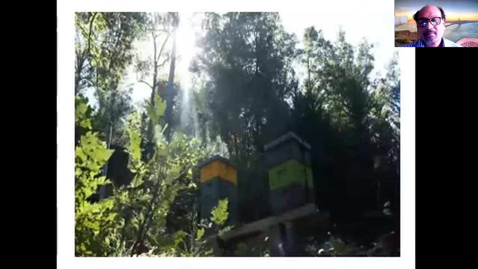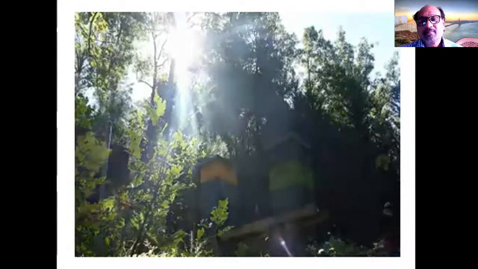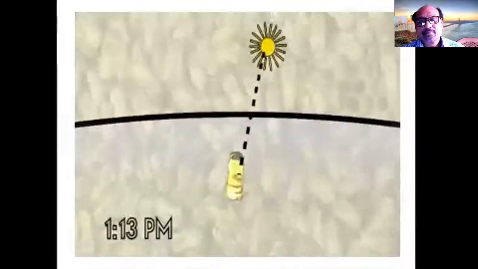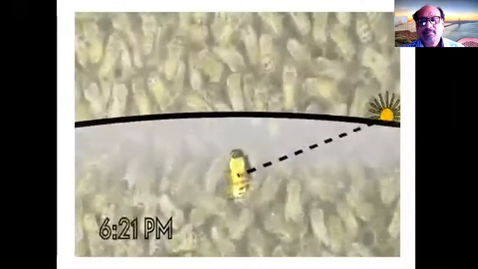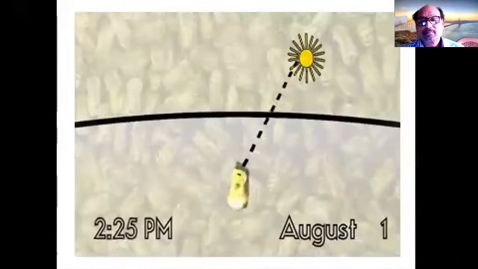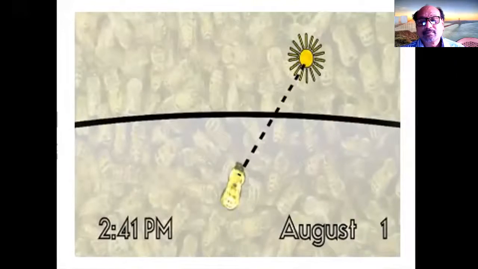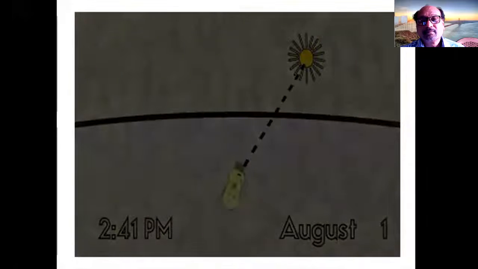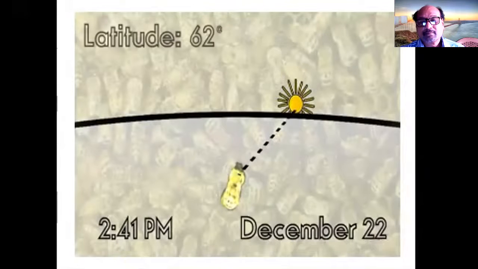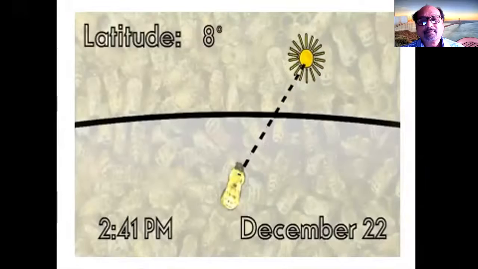In addition to this solar compass, bees possess a finely tuned internal clock. This clock is accurate enough for the bees to constantly estimate the new position of the sun as it travels across the sky. In this way, a honeybee can know the current orientation of the sun even after spending many hours within a dark hive. They can even take into account changes in seasons or latitudes.